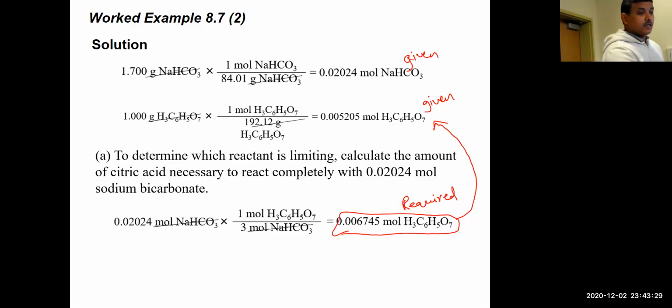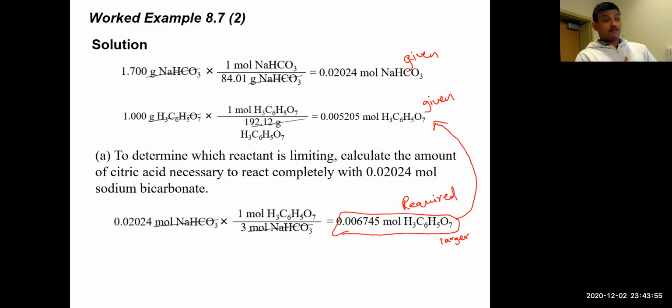So this number is larger, right? That number is smaller. So based on that, because you need a larger number of moles of citric acid than what is given, the citric acid is your limiting reactant, right?